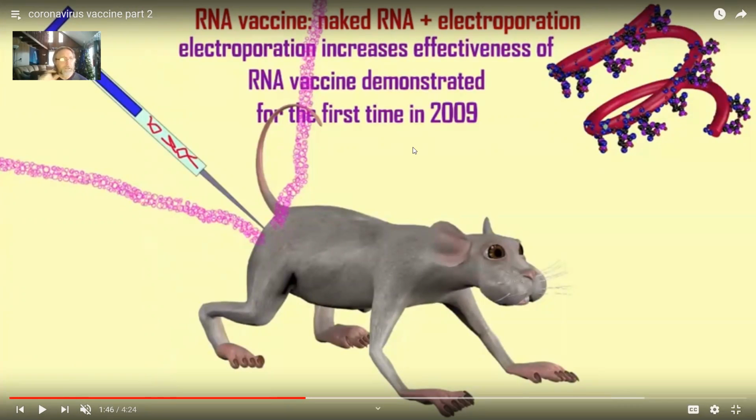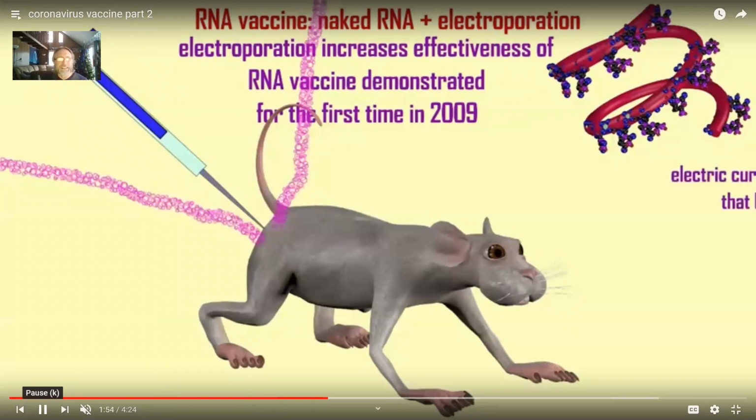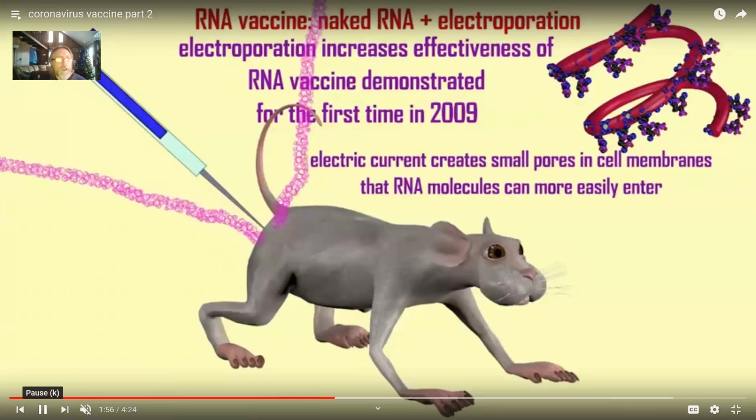Now, this can actually be done with cells. So if you want bacteria to take up new DNA, if you want plant cells to take up new DNA, you can actually put it in a little cuvette. You can actually have it occur in liquid, in a cell suspension, in a little apparatus known as an electroporator. This process, electroporation, is a way of increasing the amount of RNA which is taken up. You could actually do it on this mouse if you applied electric current at the site of the injection.